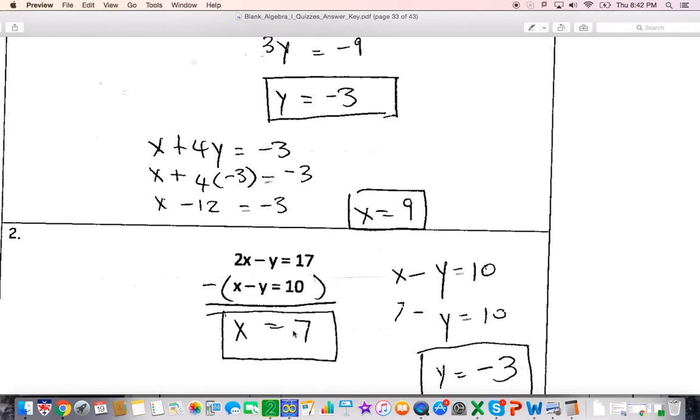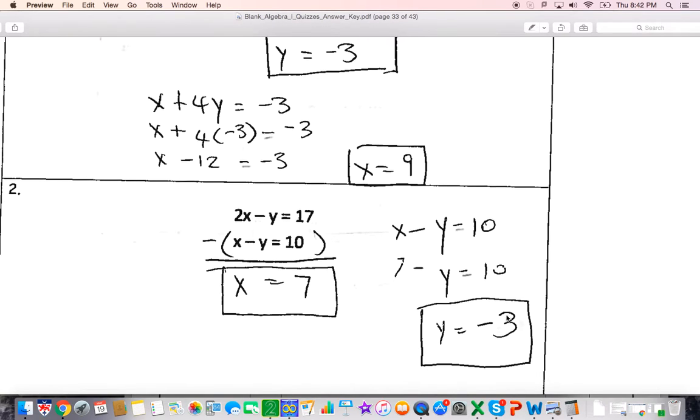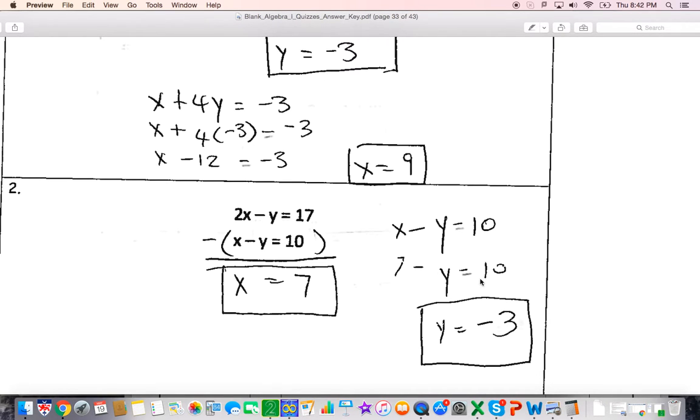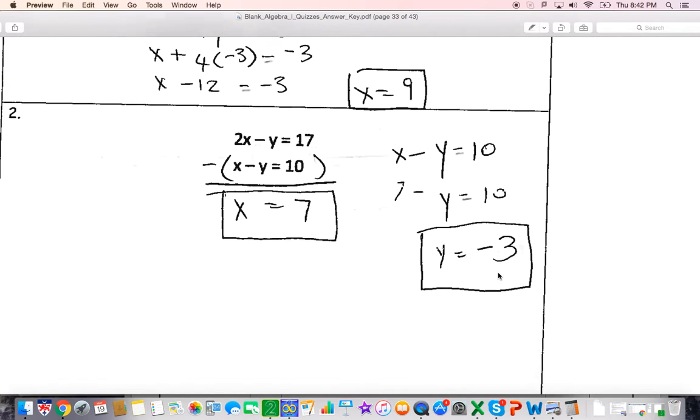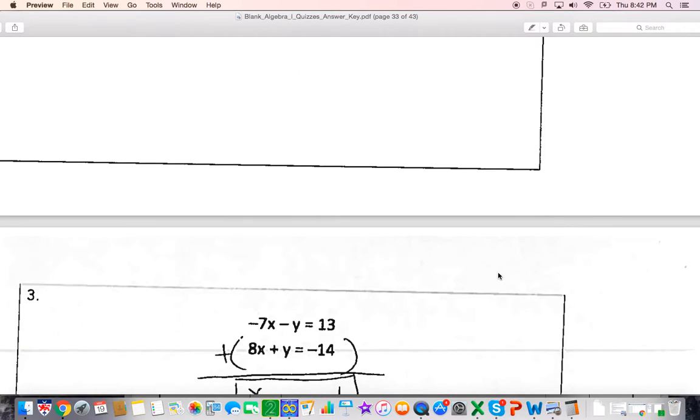From there, you pick whichever equation you would prefer to work with, and I prefer simple things, so I use this one, x minus y is 10. And since we just figured out that x is 7, we can substitute it in for x. So 7 minus y is 10. And when we isolate our y, we get that y is equal to negative 3. All right, so there we have it, and that's how you do elimination.